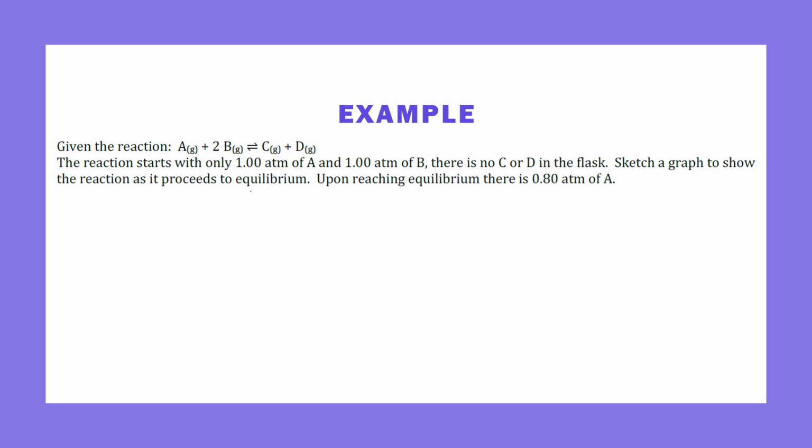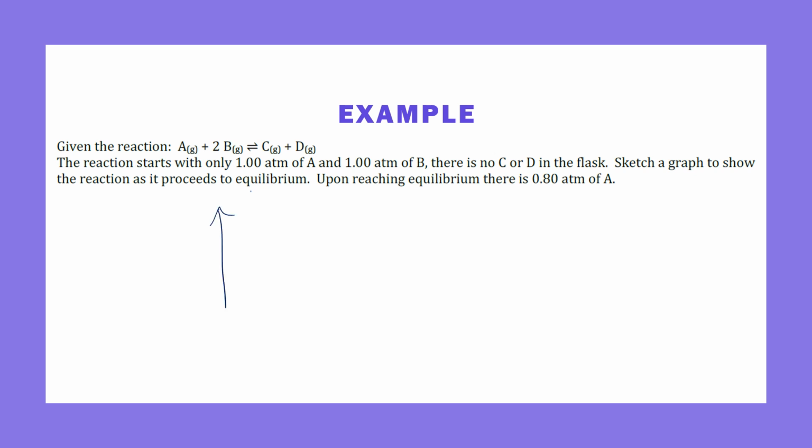Okay, so for this reaction, we have our balanced chemical equation, and it's reversible, and they gave us that there's 1 atm of A and 1 atm of B. We can use pressure or moles for this. Because we have pressure, we know pressure is directly proportional to moles as long as the volume is constant and the temperature is constant, which we assume it is because they don't give us any of that information. So we can treat the pressure just like moles, just like we're counting the numbers of particles. Now, we want a graph to show the reaction as it proceeds to equilibrium.